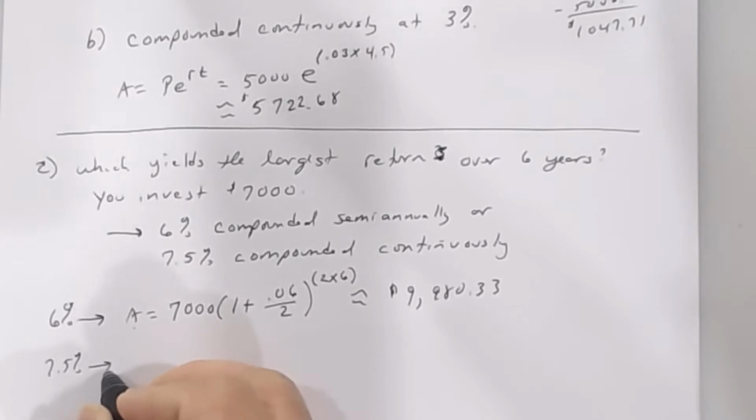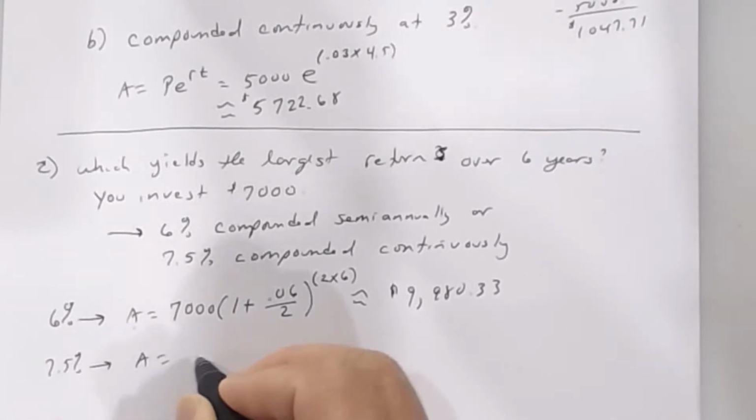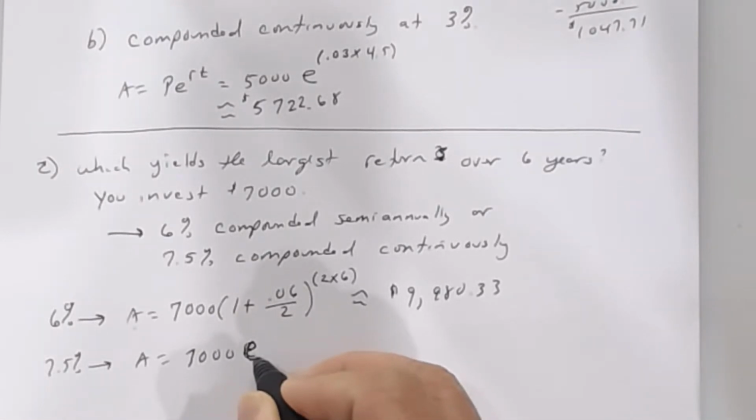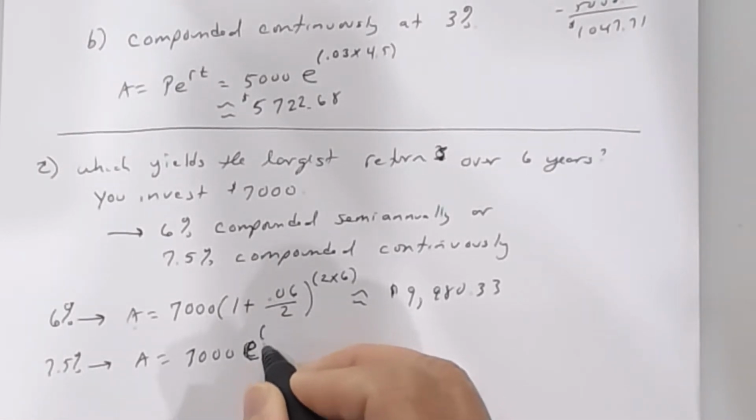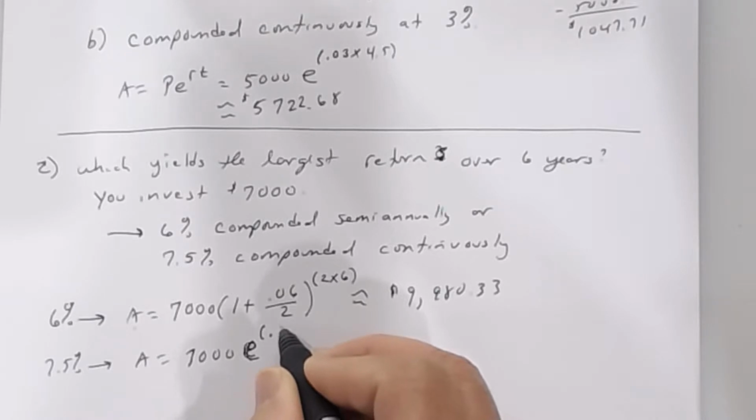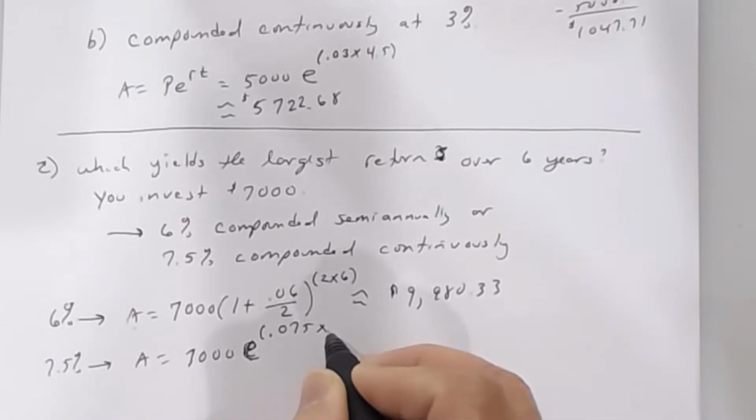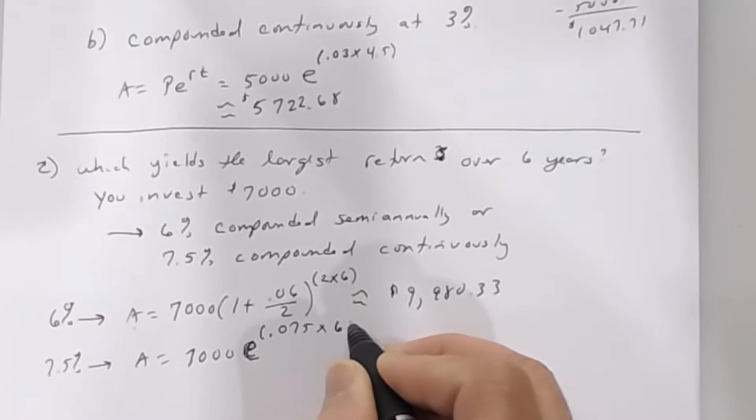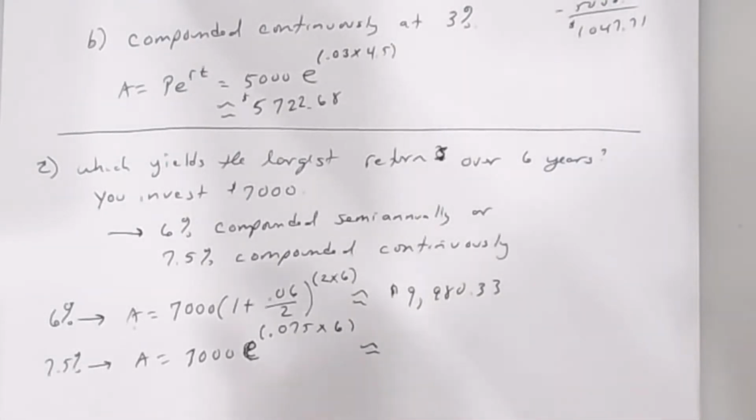Let's find that one. So the amount there will be P. What's the principal? 7,000. Oops. Times E, right? Raised to the R. What's R? What's the rate? 0.075 this time. Times T. What's T? 6 years. And then use your calculator.